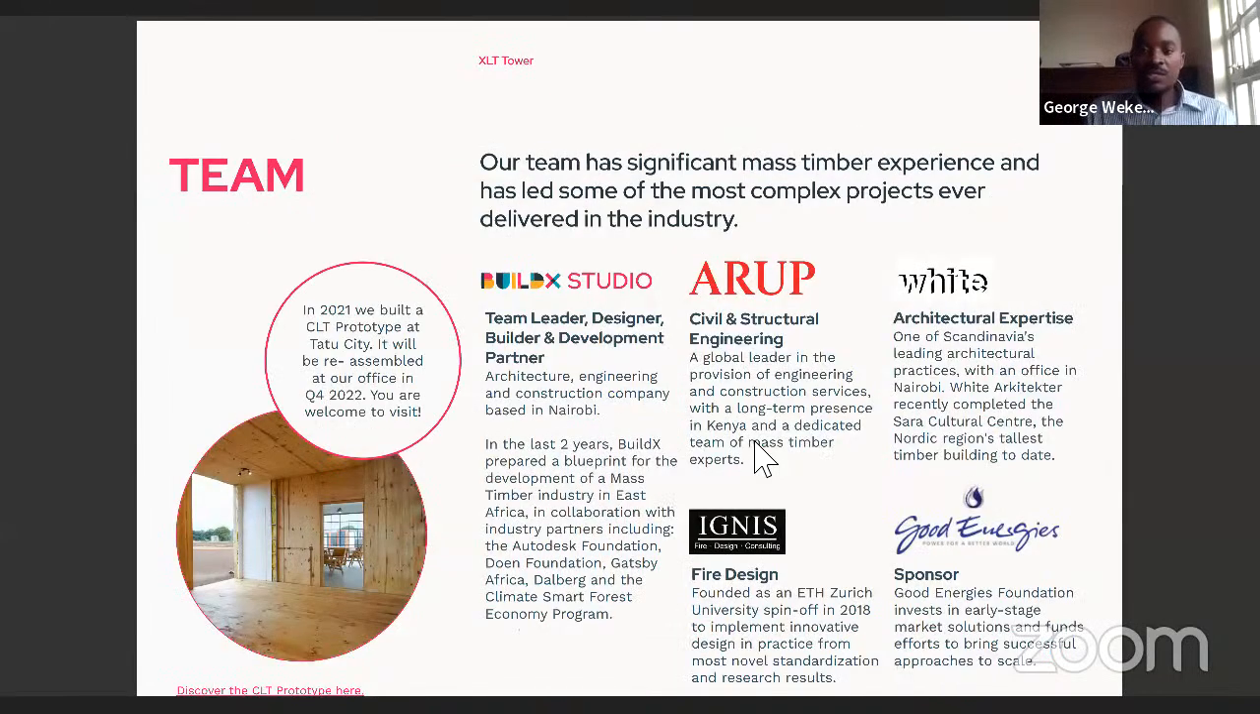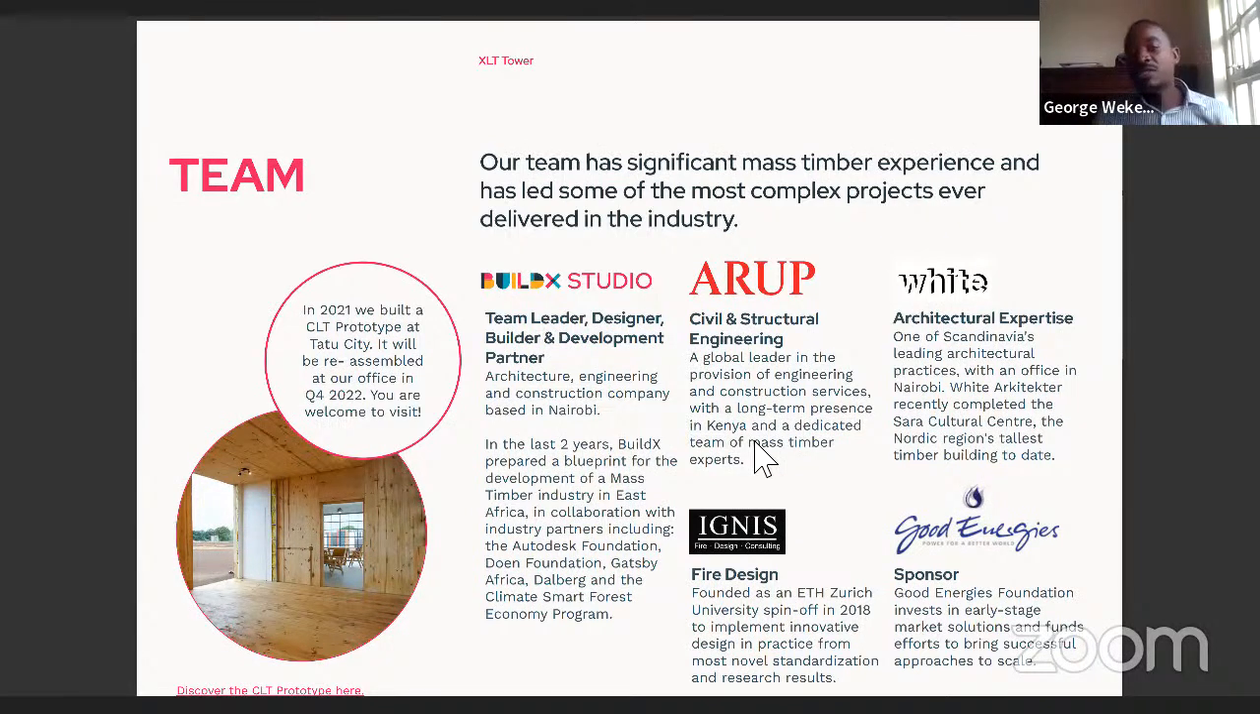We have a team that has really significant mass timber experience and has led some of the many complex projects over the course of years. One being Arup, who are our civil and structural engineers. We're also working with White Arkitekter from Sweden, who have a lot of such buildings, and we're very much interested in seeing how we transfer the knowledge here locally so that we can document this process and be able to share with the industry so that everyone else can take advantage of the knowledge that we've gathered so far. We would still be the team leaders, the designers, builders, and also developers.